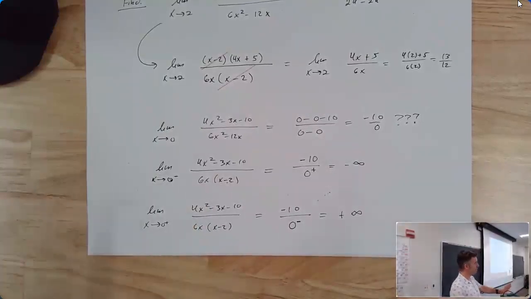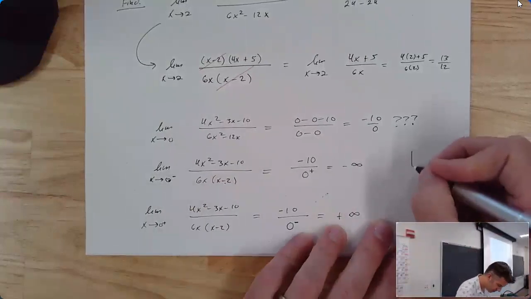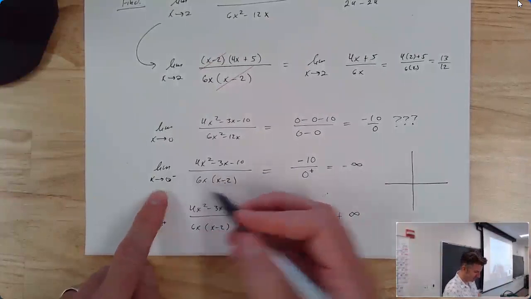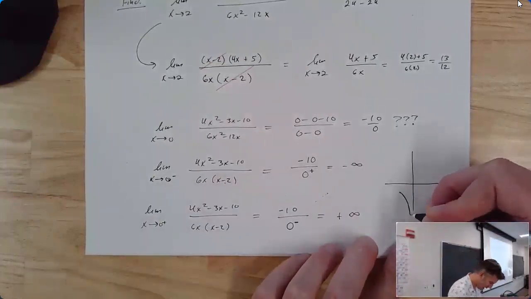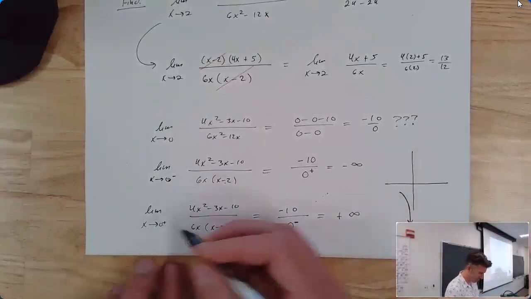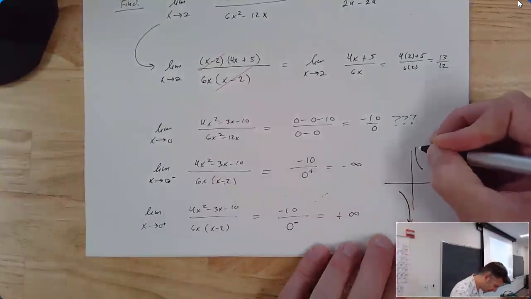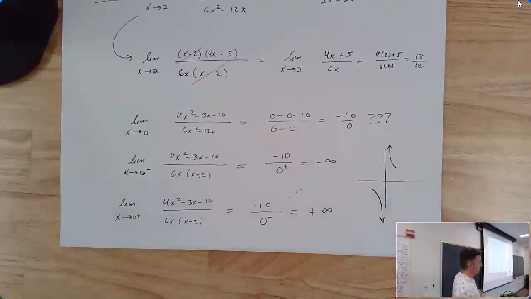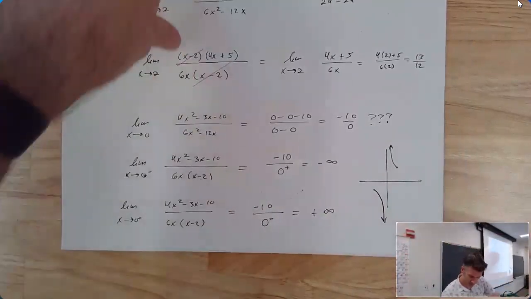So graphically, here's what this would look like. I don't know what's going on with the rest of the graph, but I know that if I approach 0 from the left, I'm going downwards towards negative infinity. If I approach 0 from the right, I'm going upwards towards positive infinity. I know there are other parts of the graph to the left and right, but that's what's happening at my vertical asymptote. Okay. Let's look at a couple more examples.